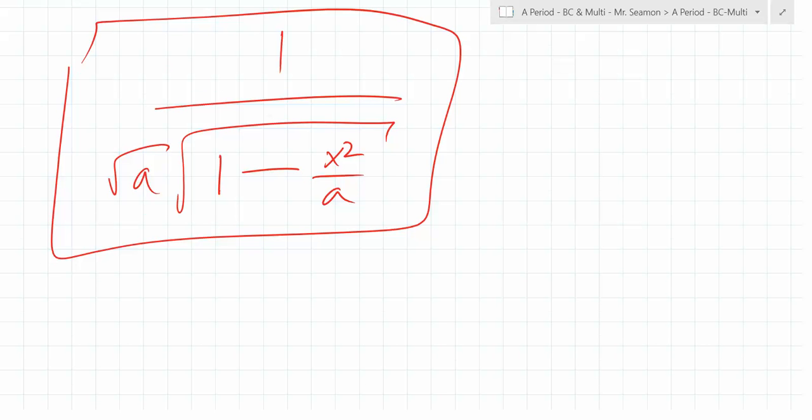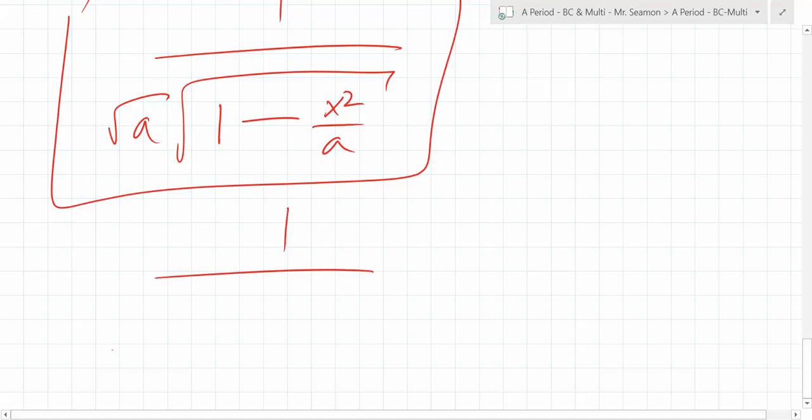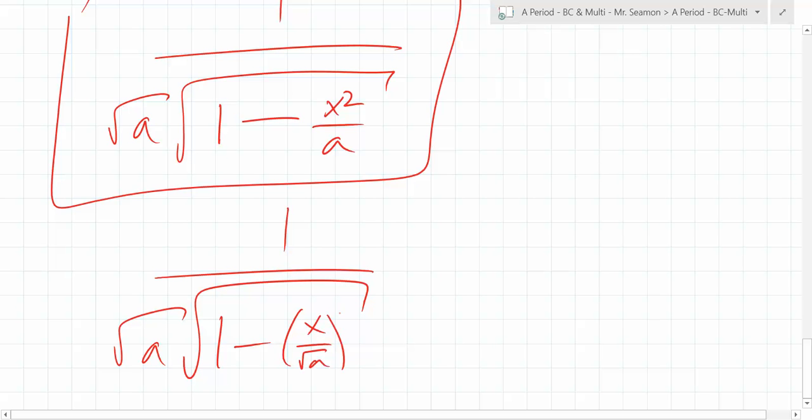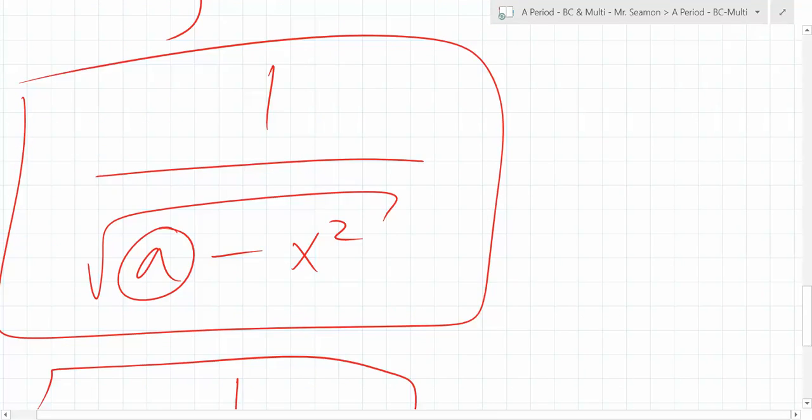What does this become? 1 over the square root of A times the square root of 1 minus x over the square root of A, squared. Do we now have something squared? Yes. So what was the moral to this story? If you had to give a one-sentence moral to this algebraic story, what would you say it is?